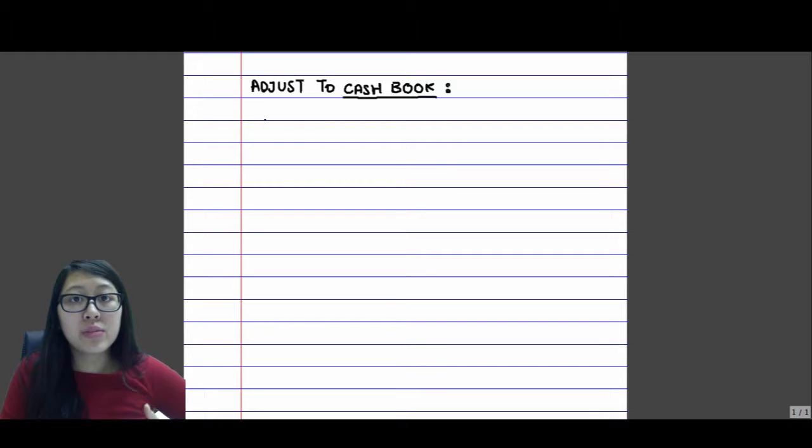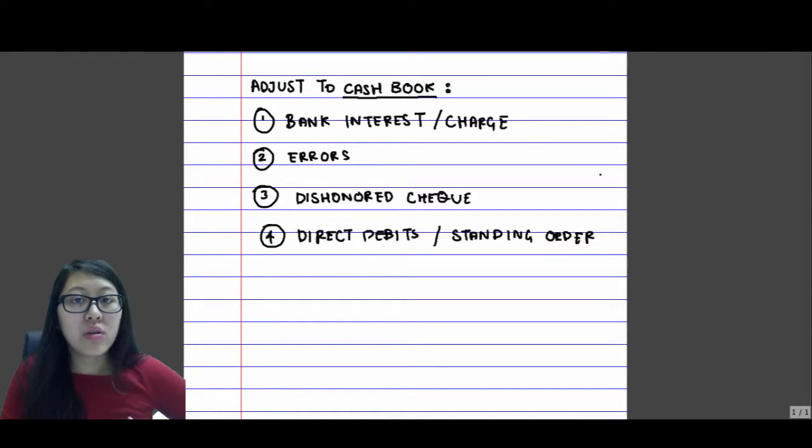Now let's go through some adjustments that will need to be made to our cash book. First was the bank interest or bank charge that we have discussed earlier, in which we only come to know the amount, and what date it occurred, when we check our bank statement. So we will need to manually adjust this in our cash book. Second are errors, which we can accidentally make in our cash book. So this should reflect errors that were made in the cash book itself, because errors that were made in the bank statement will not have any effect in our cash book.